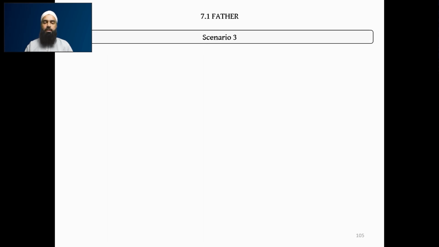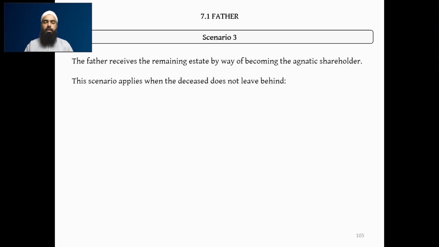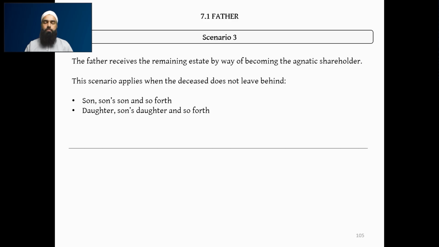And then we have our last scenario, scenario number 3, where the father receives the remaining estate by becoming the agnatic shareholder. This scenario applies when the deceased leaves behind no son, likewise no daughter, no son's daughter, and so forth. In essence, leaves behind no descendant. So let's do the scenario. You have the wife, and for example, the father. So what happens in this scenario?